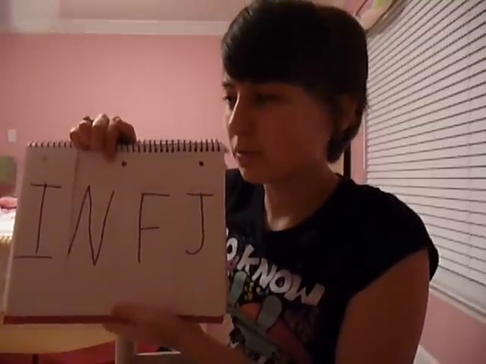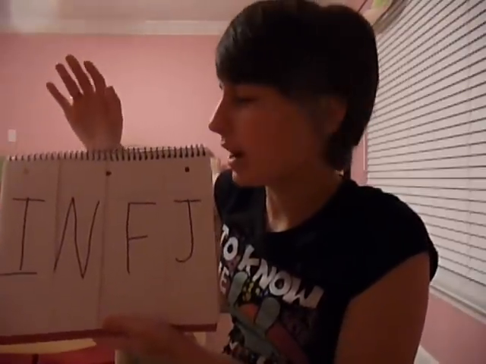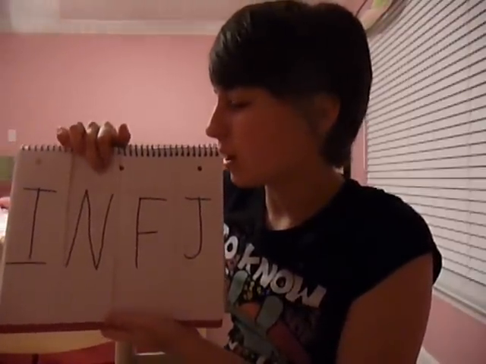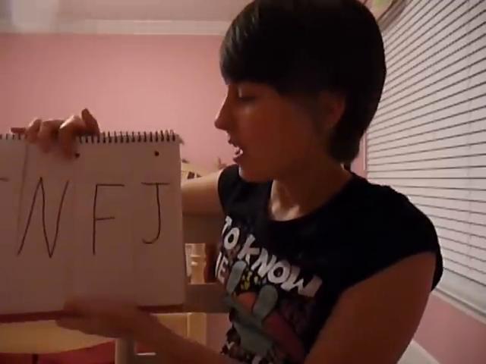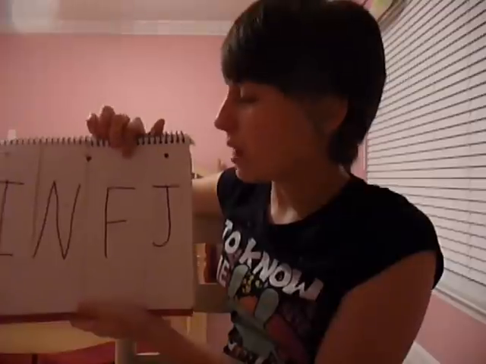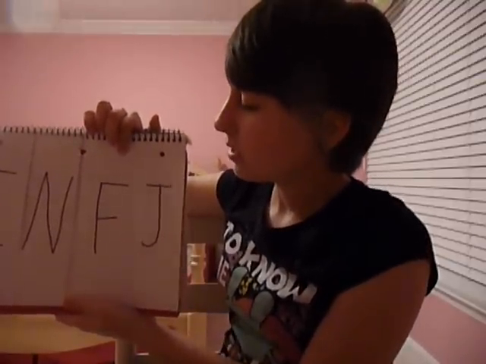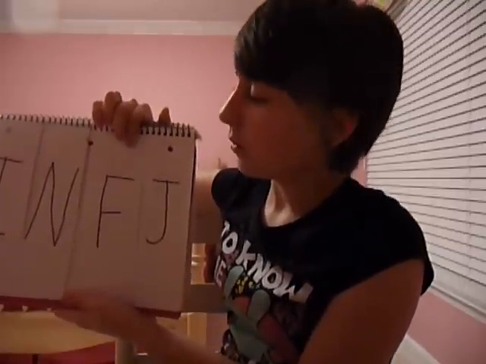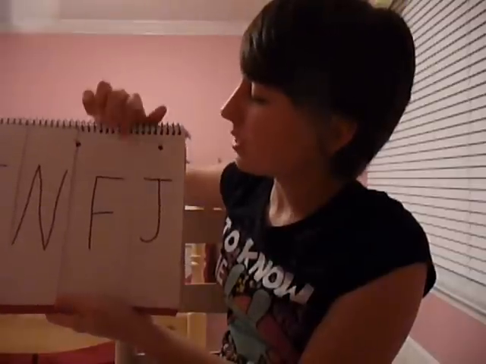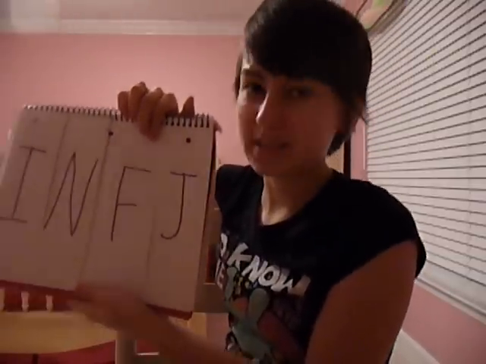Intuitors are people that perceive the world as a series of connections, whereas sensors are people that perceive the world as a series of facts and data. And meanwhile, feeling and thinking are judging functions, because they are the way that we pass judgment upon things and we make decisions.